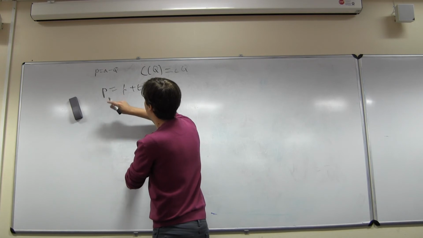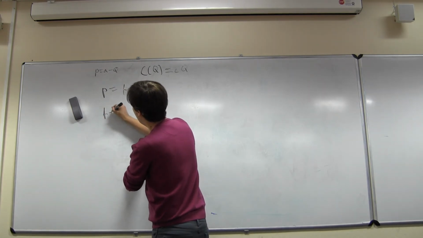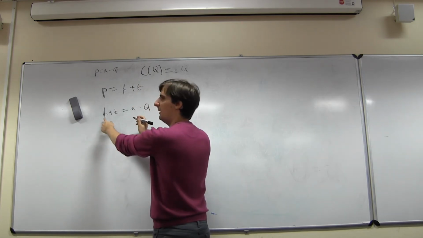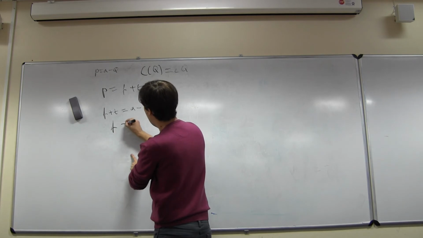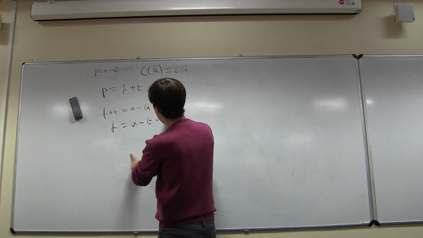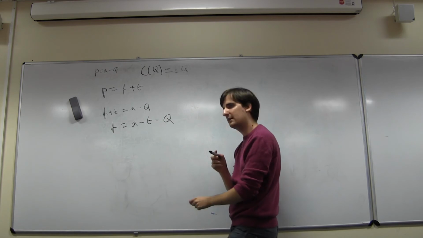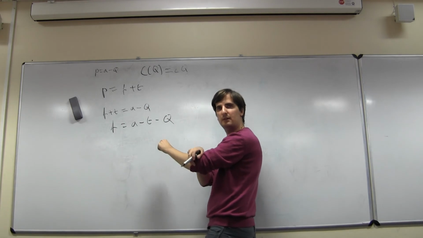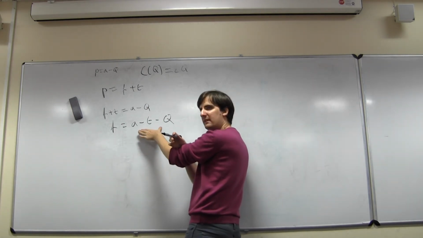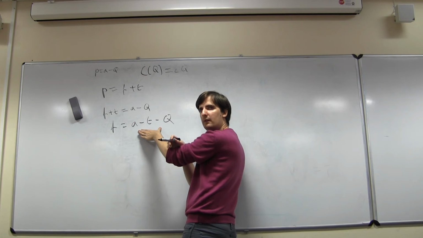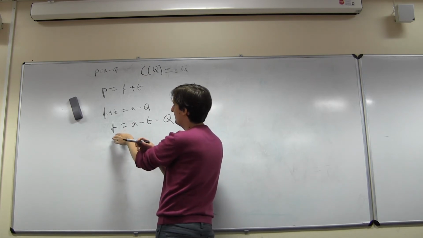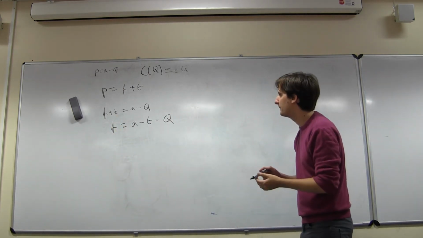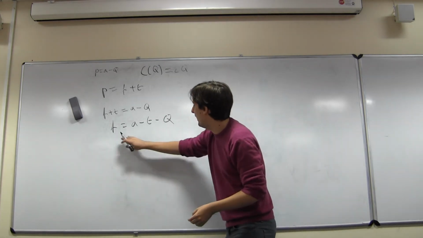So let's plug that into the demand curve. We've got F plus T is equal to A minus Q. So the demand curve faced by the firm is F equals A minus T minus Q. So the tax is shifting the demand curve that the firm faces. As far as the firm is concerned, this is the demand curve, but in fact it's because the government is coming along and charging this tax.